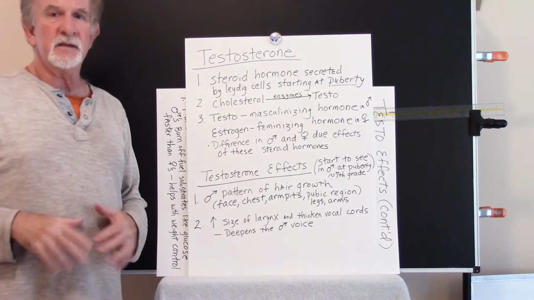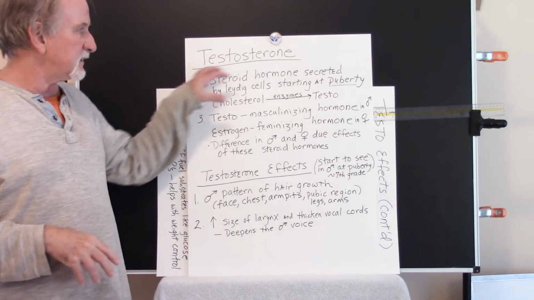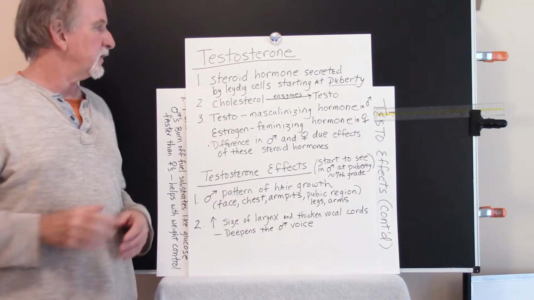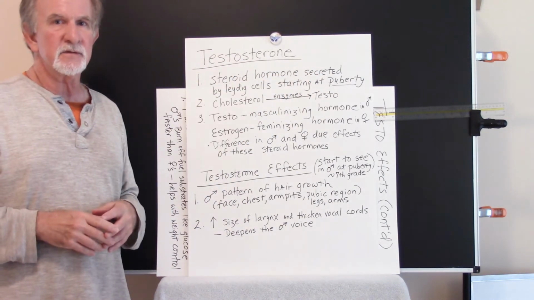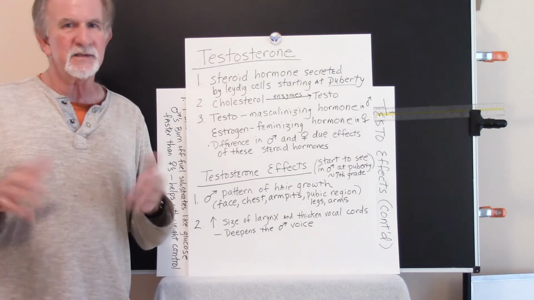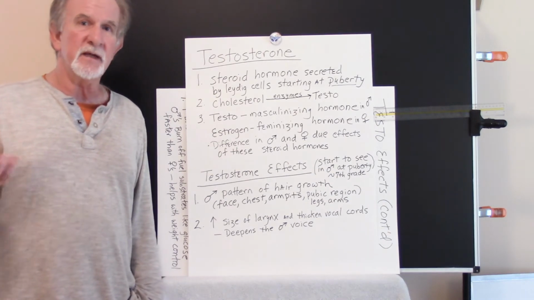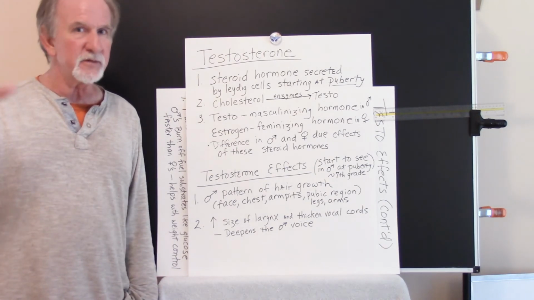So let me tell you a little bit about testosterone. Testosterone is a steroid hormone secreted by the Leydig cells, and that begins at puberty, generally somewhere when a kid is in the 7th grade. The secretion of testosterone from the Leydig cells continues throughout life until the guy dies.